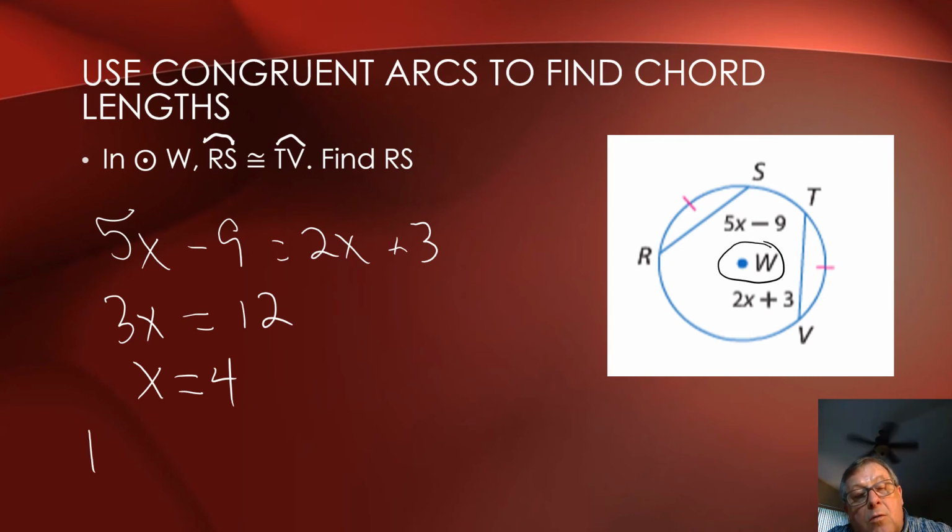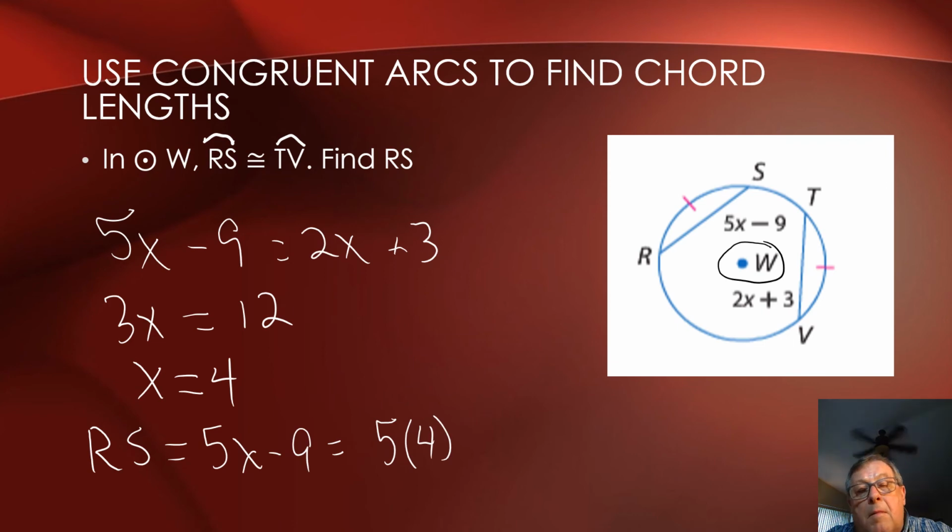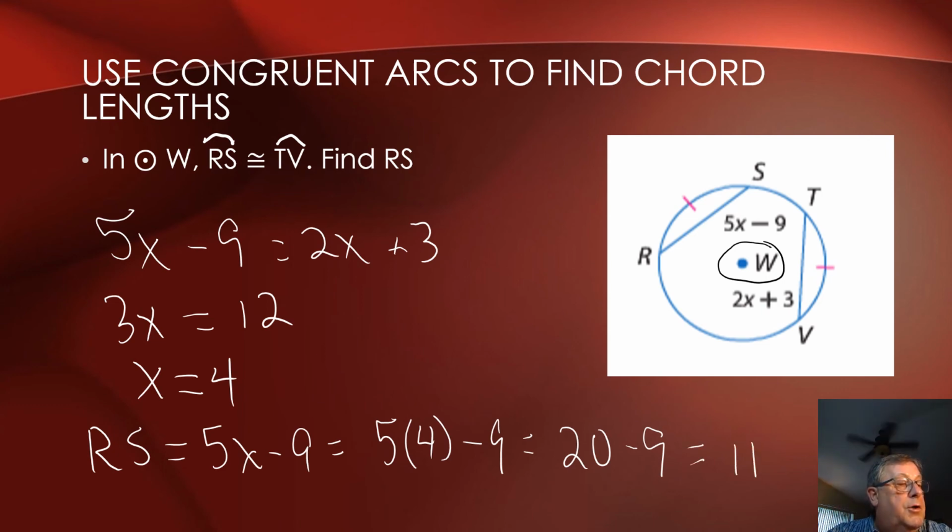RS, we're told, is equal to 5X minus 9, which means we can substitute in 4 for X, and so that's going to be 5 times 4 minus 9. 5 times 4 is 20, minus 9, and so then RS is going to equal 11 units of something, although that's not been defined for us.